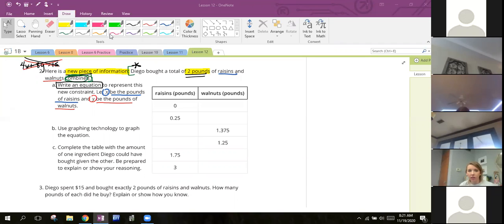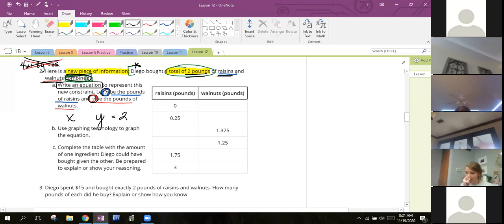Right here, when it says the total is 2 pounds, that immediately tells me that whatever my equation is talking about, it's going to be set equal to 2. Anytime you see that keyword, the total of, I know that my equation is going to be set equal to that. So let's see what we're talking about when we're setting it equal to 2. We're talking about the total pounds of raisins and the total pounds of walnuts. So what do we use to represent pounds of raisins? X. And what do we use to represent pounds of walnuts? Y. And then it says we are combining those. So how do we represent combining them? We add them together. Yes. Good. So that is our equation for our new piece of information.